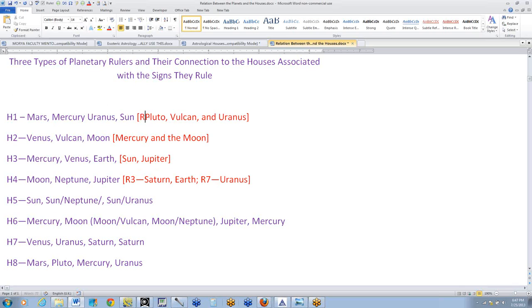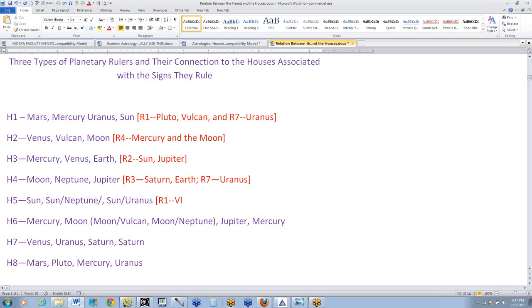Maybe that's the best way to do it, to put the rays which come through. So it's ray 1, Pluto, Vulcan, and ray 7 coming through Aries, thus related to house number 1 through Uranus. Ray 4, Mercury and the Moon. Ray 2, the Sun and Jupiter. Ray 3, Saturn, Earth. Ray 7, Uranus. With house number 5, ray 1 is coming through Leo. That's house number 5.